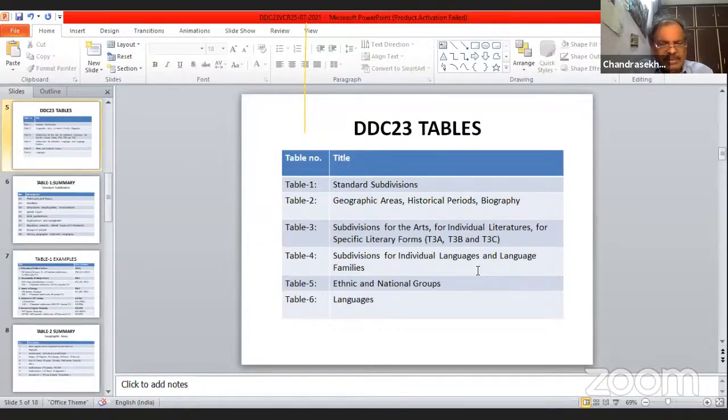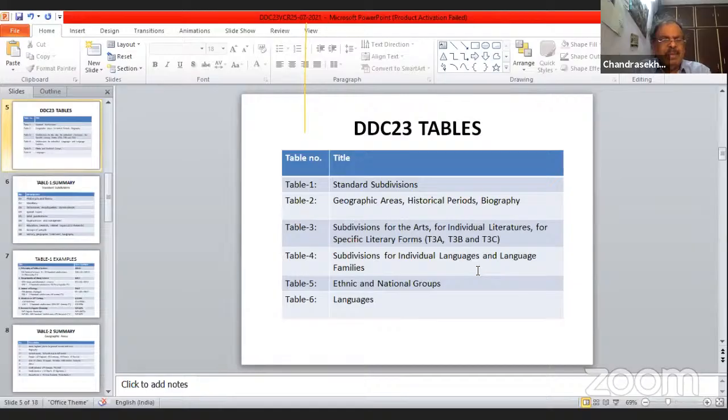You identify the main subject area and look for the instruction, what instructions are given: whether it asks us to add 001 to 999, or to add a part of the number. Unless there is an instruction, you should not add any number. You can leave that one. If you cannot classify further, you leave it there. Only if an instruction is there do you add the number from different areas, only based on instruction.